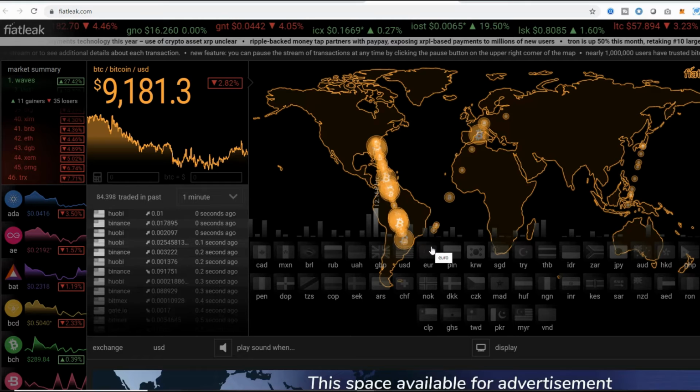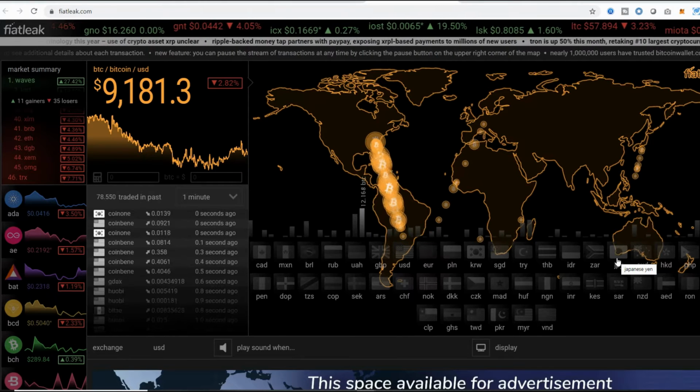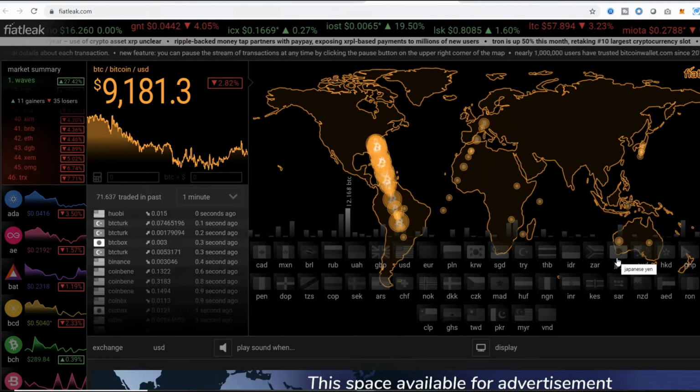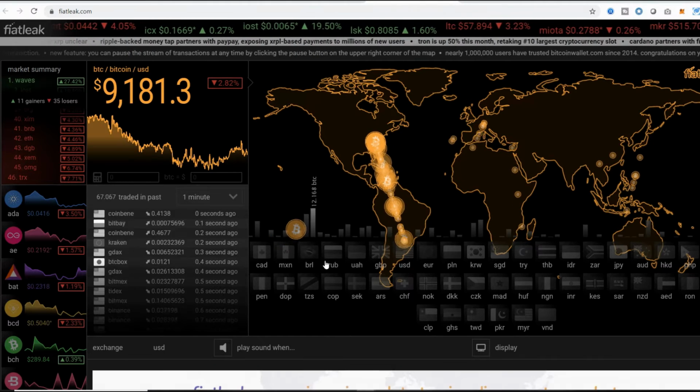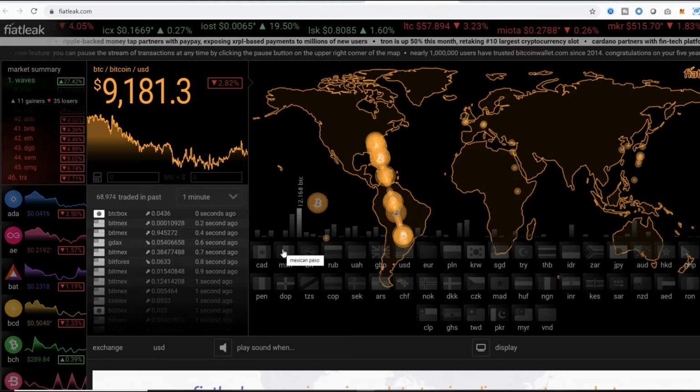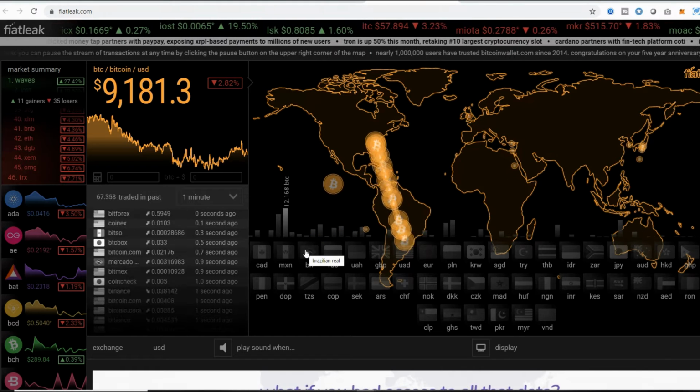Here you've got euros being converted into Bitcoin. Right there you saw Japanese yen being converted. Here is Turkish lira. Interesting, Turkish lira. You can see here that's Mexican pesos. Here's Brazilian reals.